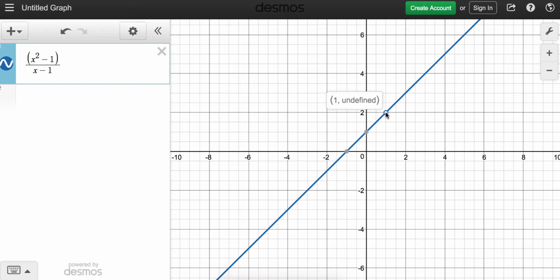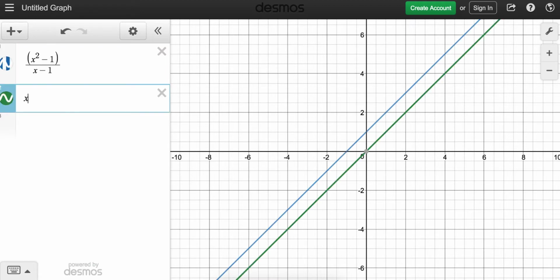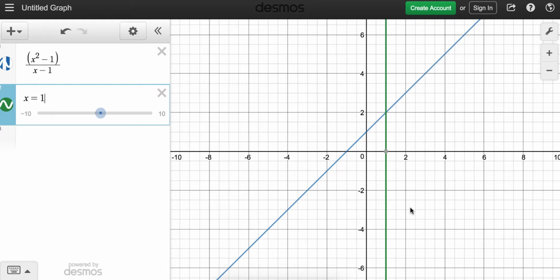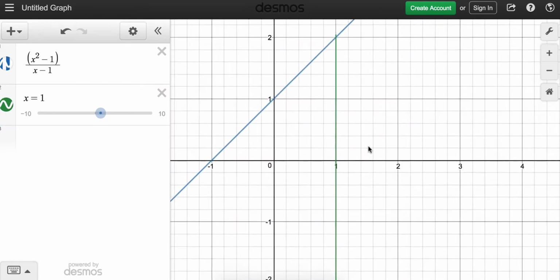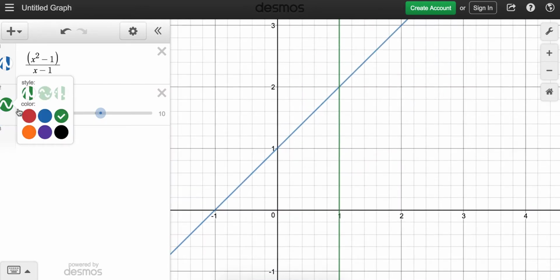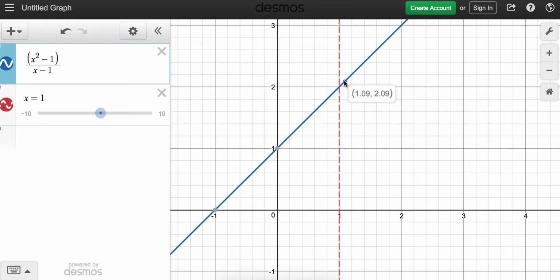So maybe what we need is not the value of the function at x equaling 1, since the value of the function is undefined. However, the value of the function as we approach 1, okay? So right here, we have x equaling 1. So let's zoom in a little bit. And let's change this to red. So at x equaling 1, I don't have any y value, okay? But let's see, if I approach x from right and from left, what does the value of y approach?